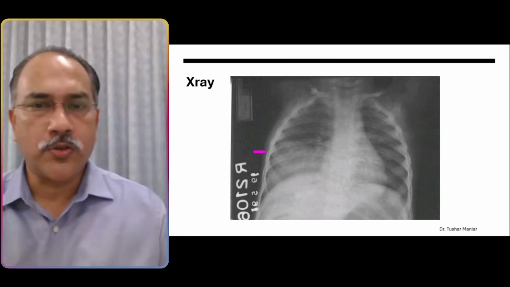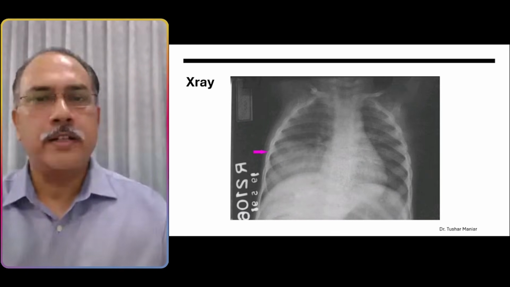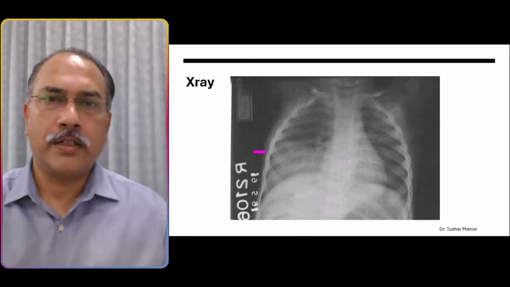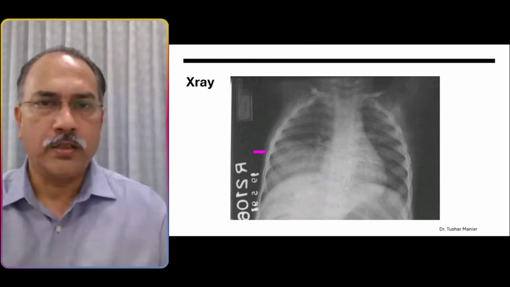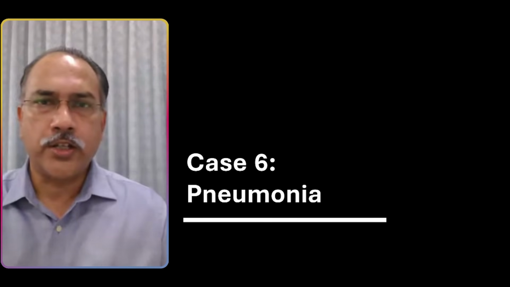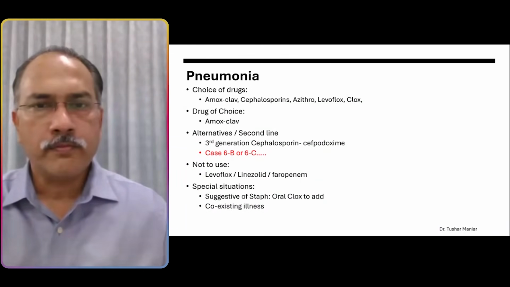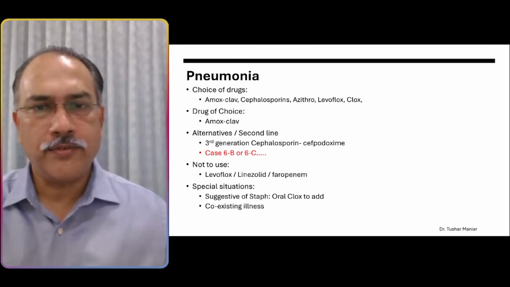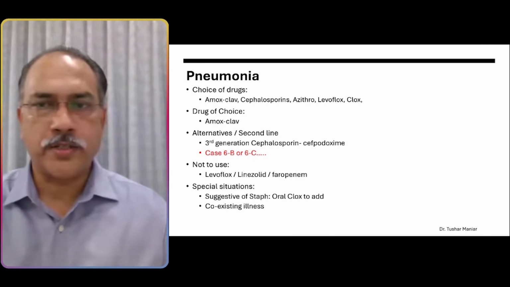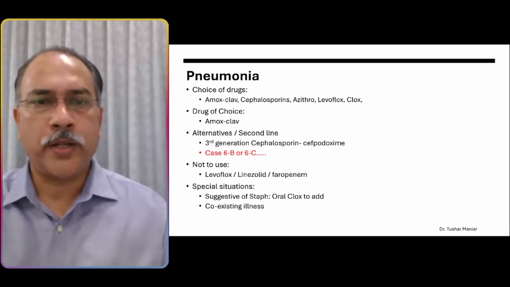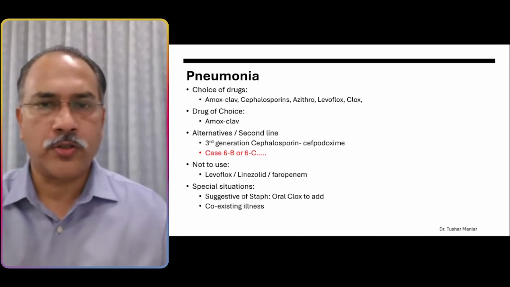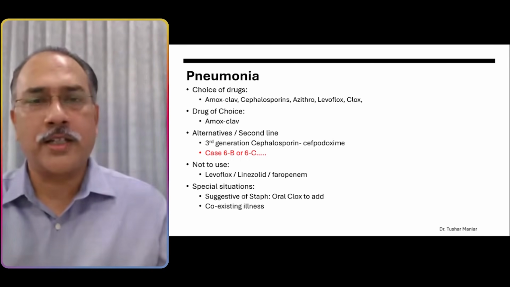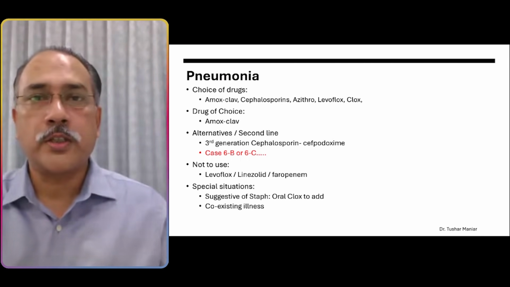When we did the X-ray, this is what you saw. So you saw a right-sided consolidation. This child has been having fever, breathlessness, and chest pain. So the diagnosis of consolidation was made. We know the common drugs to be used. The drug of choice is amoxiclav or amoxiclav plus azithromycin, depending upon whether you are expecting mycoplasma or atypical infections or not.